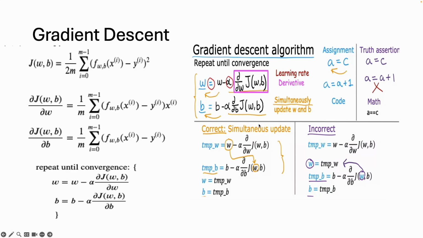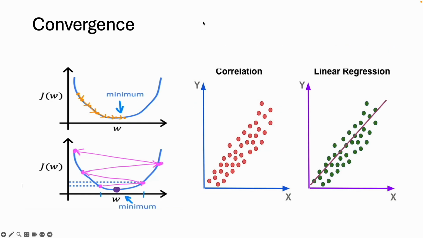So when we write this out in code, we would write temp w is equal to this formula, same thing for temp b, and then actually update the actual values of w and b. If you were to implement it in this way, where you updated w and then updated b, your actual cost function would be incorrect. So what gradient descent is trying to achieve is convergence. That's when we find the w value that minimizes the cost function. And then from that, we should end up with a model that looks something like this against our data.